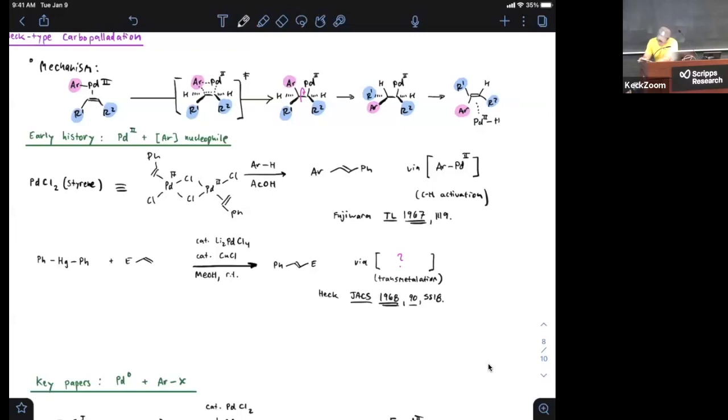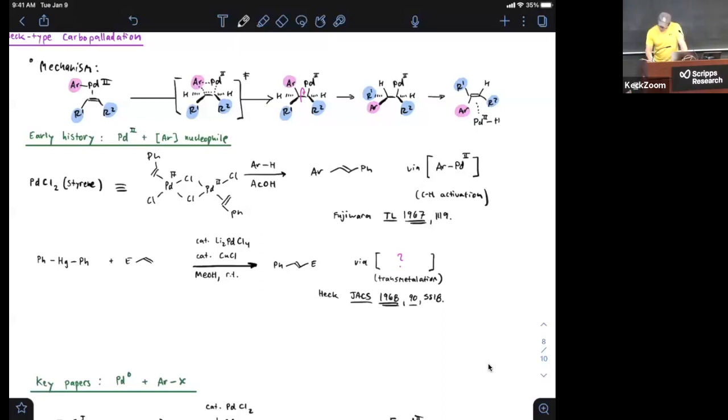This is one of the earliest examples. I think if you dig into literature, you'll find this is the earliest example of something we would now consider a Heck type alkene addition. And my own personal opinion is that Fujiwara doesn't deserve enough credit for many things, but particularly this early work in connection to Heck type addition.